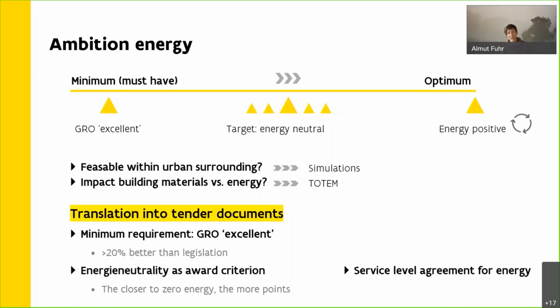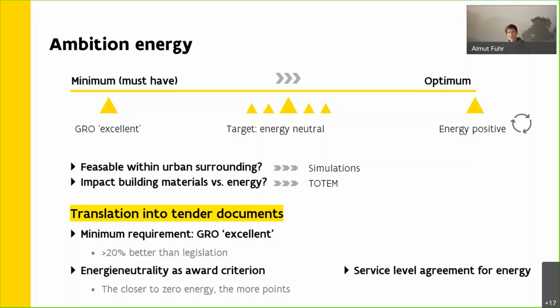But we are here in a very urban surrounding with high-rise buildings, because you can't realize 70,000 square meters in a bungalow type in Brussels Centrum or Brussels North. So we had to study whether it was feasible to really go energy neutral in a surrounding like that. So we made some simulations, and we were also thinking about the impact of the building materials versus the energy aspect, which is considered in the LCA tool Totem.